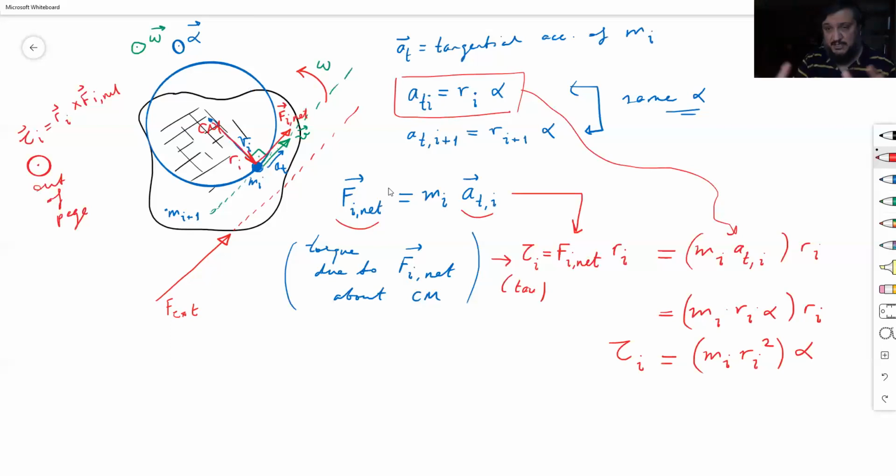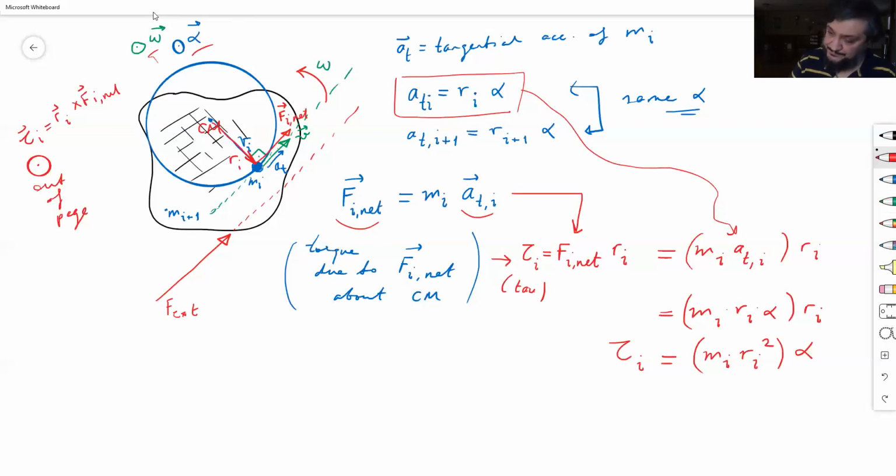But this chunk is made of 1,000 Lego pieces. All right? And each Lego piece has a different mass, and each Lego piece is at a different radius from the rotation center. That's why we use the letter i. But what is common? That is the alpha and omega, okay? The angular velocity, omega, and angular acceleration. Instantaneously, they all share the same alpha, all right?